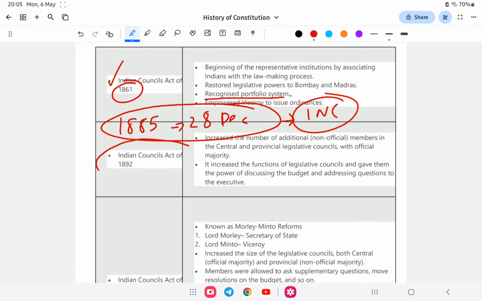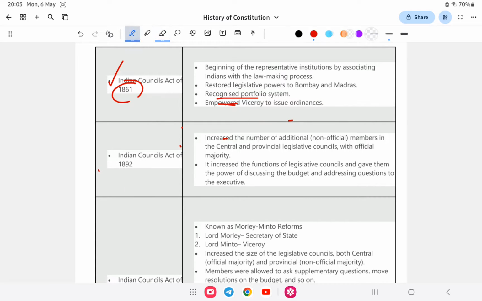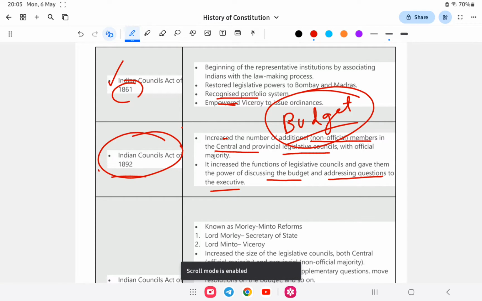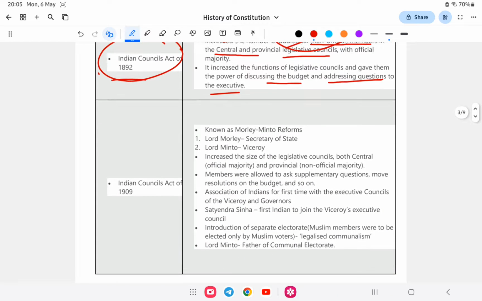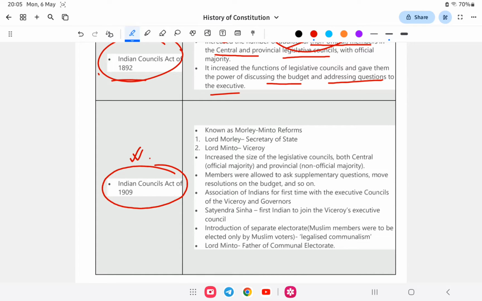Because of that, the Indian Council Act of 1892 was passed. In the Indian Council Act of 1892, non-official members were given seats in the Central and Legislative Councils, and they could discuss the budget and raise questions. Earlier, the budget was passed without discussion, but now they had the power to discuss the budget. So this is the Indian Council Act of 1892.